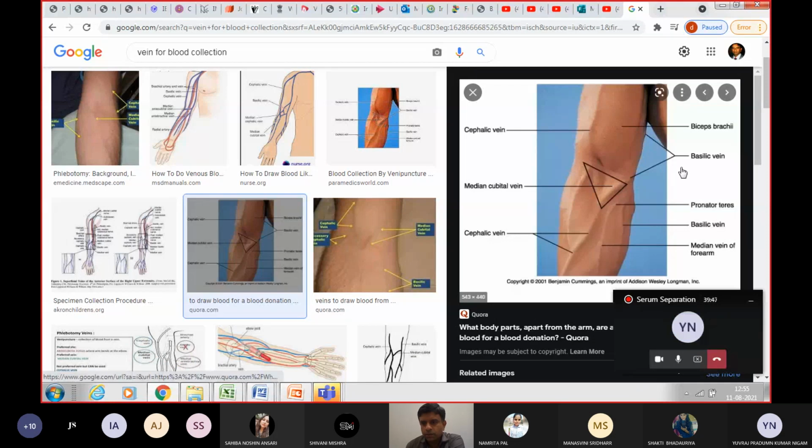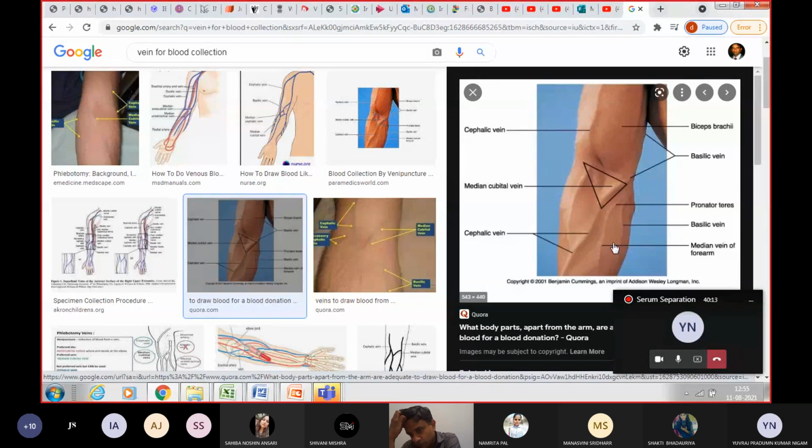So the first thing is, you see these veins here. These are the sites from where you can actually collect your blood. The problem is, in this person you can see all these veins, but in a healthy individual or a person who has more fat, it's very difficult to find these veins.